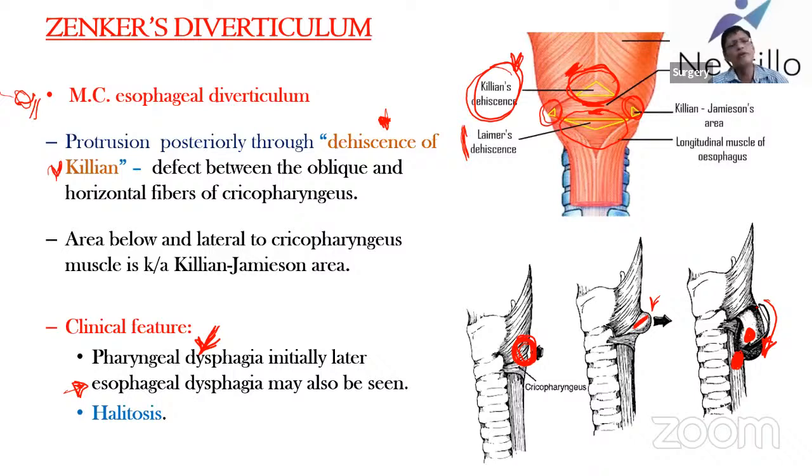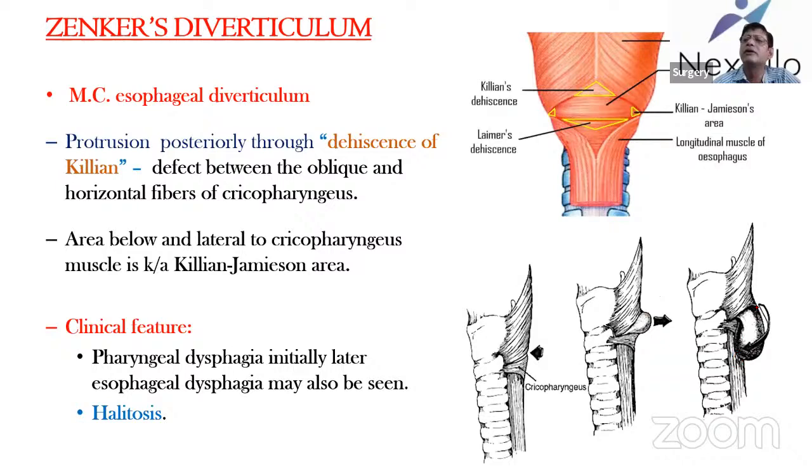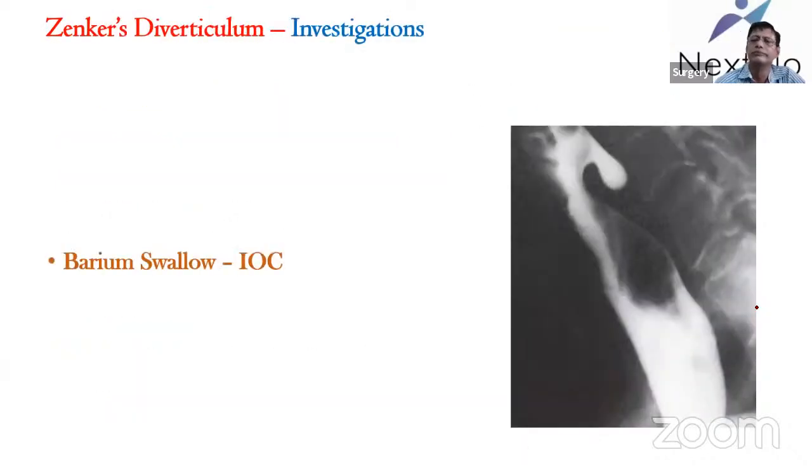The investigation of choice for the Zenker's diverticulum, if it is suspected, is the barium swallow. A very nice picture shown to us by Dr. Rajendra. You can see here, this is our Zenker's diverticulum. Thanks to Dr. Rajendra for the pictures. These radiographs are a barium swallow showing us Zenker's diverticulum.